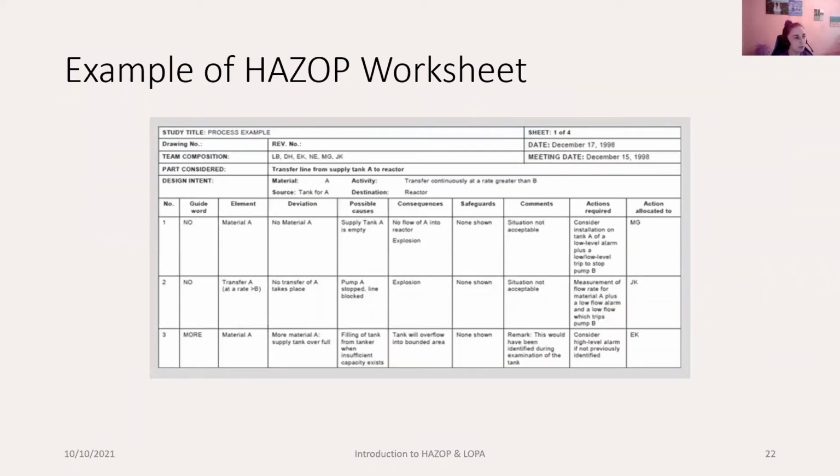Okay. Let's look at this very simple HAZOP worksheet example. Let's remember how we went through all the steps. We had a guide word. This is put as a guide word here, but it's a combination which leads to the deviation. So we have no material. The deviation is no material A flowing to that area.